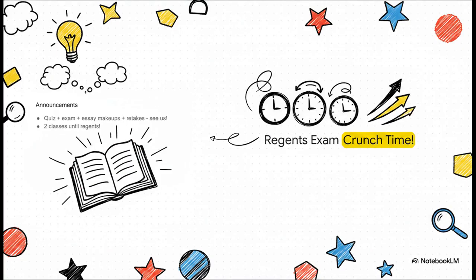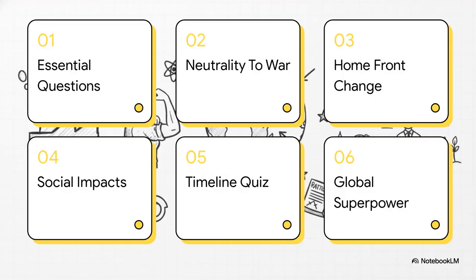Notice that second announcement up there? Only 2 classes left until the Regents. That means it is absolute crunch time, guys. We need to focus on the essential facts, the crucial vocabulary, and the big picture concepts that are literally guaranteed to show up on your test. This explainer right here is your ultimate cheat code for mastering this unit. Okay, let's dive into this.